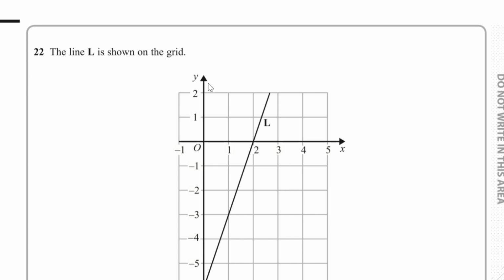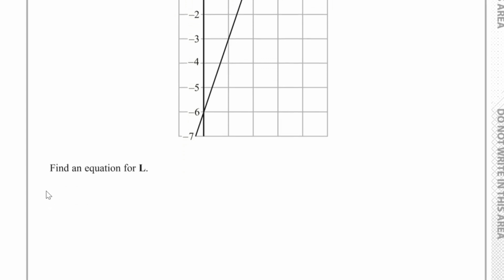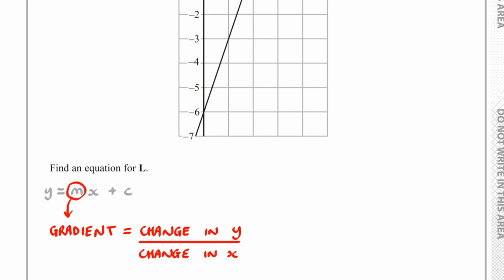Question number 22. The line L is shown on the grid as we see here, and we have to find an equation for L. Now we've got an equation of a straight line, and equations of straight lines are of the form y equals mx plus c, and m over here is the gradient, so m would represent the gradient, and the gradient is defined by the change in y over the change in x, and the c over here would represent the y intercept.